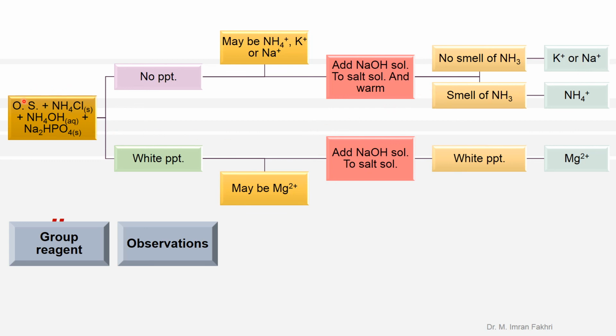Remember that with the addition of group reagent, we have obtained a white precipitate. In the salt which we are analyzing, we have added the group 6 reagents. We have obtained white precipitates, meaning that magnesium 2+ ions may be present. And then we have to add sodium hydroxide solution to the salt solution. If white precipitates are obtained with the addition of sodium hydroxide to the salt solution, we can say that our salt contains Mg2+ ion, magnesium 2+ ions.